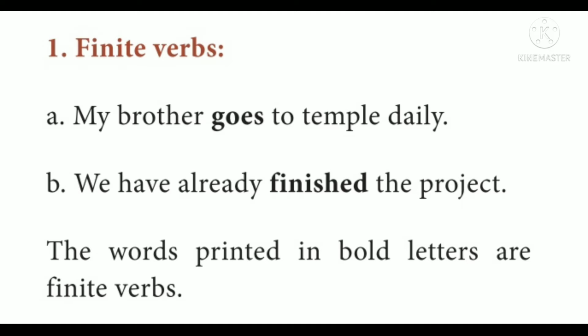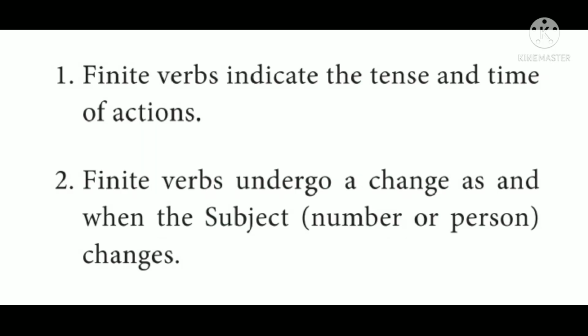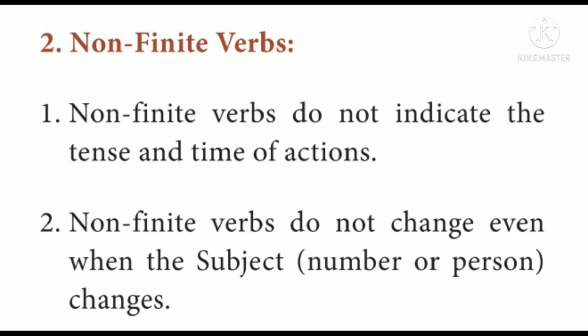So we will see the remaining sentences. So here the finite verbs indicate the tense and time of action. We have already seen in the previous example mentioned in the textbook. Next one is finite verbs undergo a change as and when the subject, that is number or person, changes. So accordingly it will show. So finite verb means its main function is to indicate the tense and time, and it will undergo a change when the subject changes.